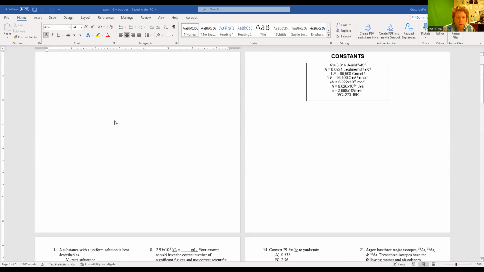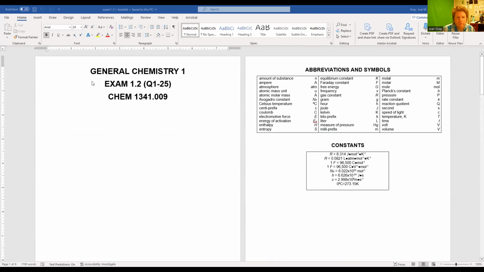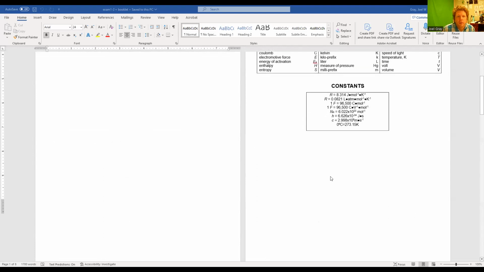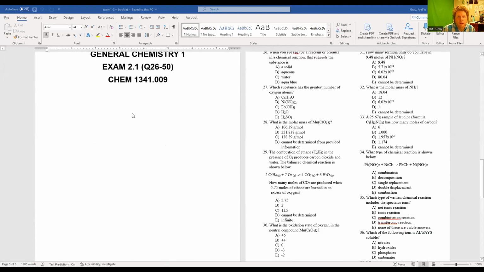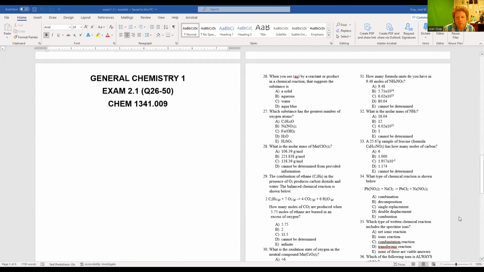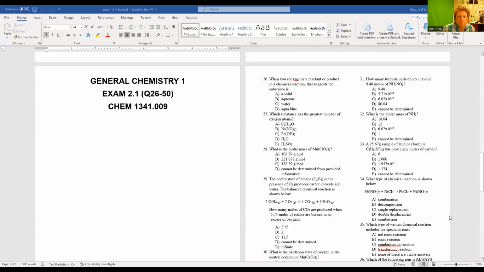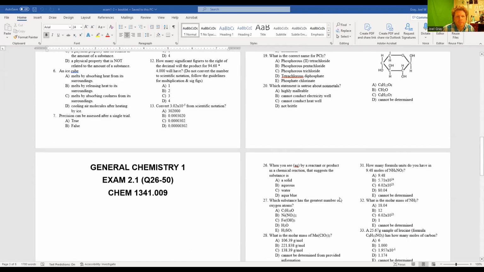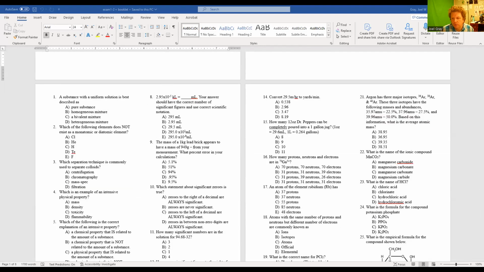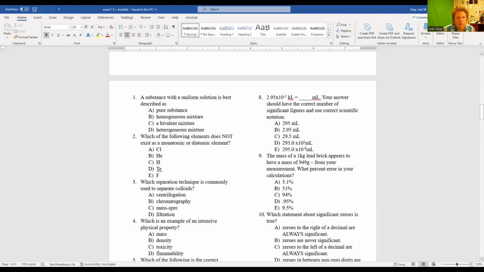Let's kick things off. So this is your Chem 1341 exam. Questions number 1 through 25 correspond to the first bit of material, or that first module of material. And then questions number 26 through 50, those correspond to the most recent material. Now, I'm going to go question by question, so I'm going to zoom in a little bit here.